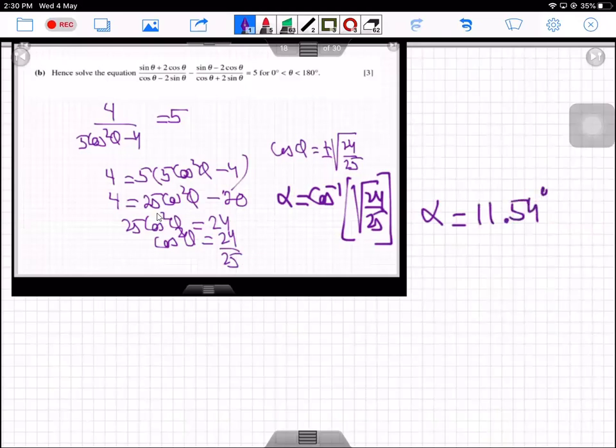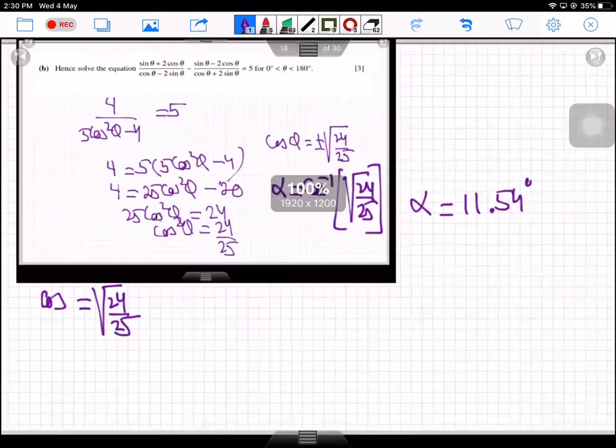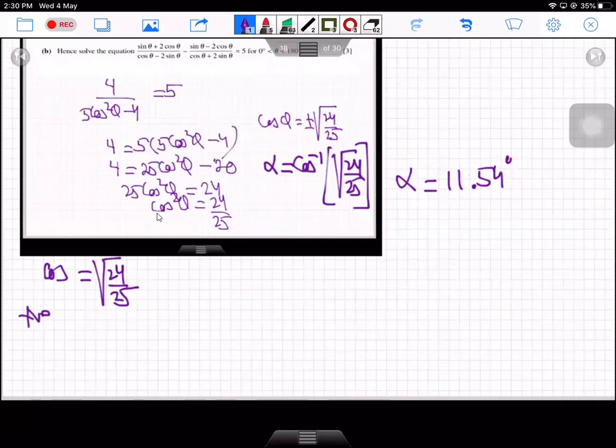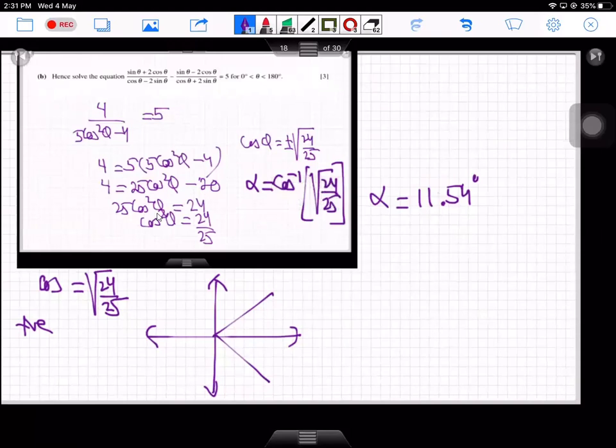First of all, we are considering the positive value of cos theta, which is under root of 24 over 25. And since we know that cos theta is positive in the first quadrant and the fourth quadrant, we have made the slant lines in the first quadrant and the fourth quadrant respectively. And the basic angle alpha always lies between the slant line and the horizontal axis. So 11.54 over here and 11.54 over here. So one answer of theta would be just 11.54.